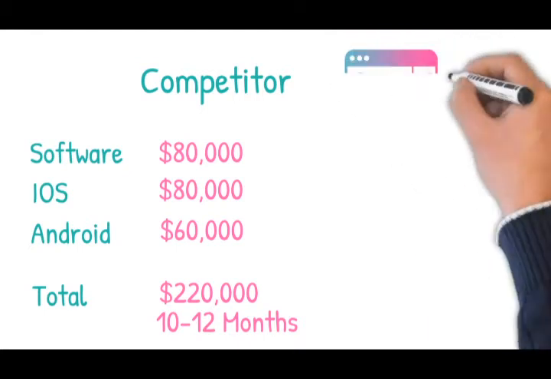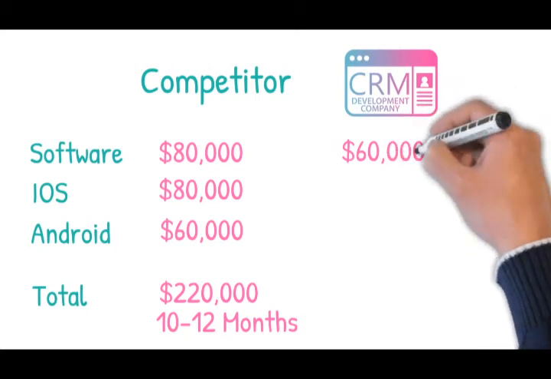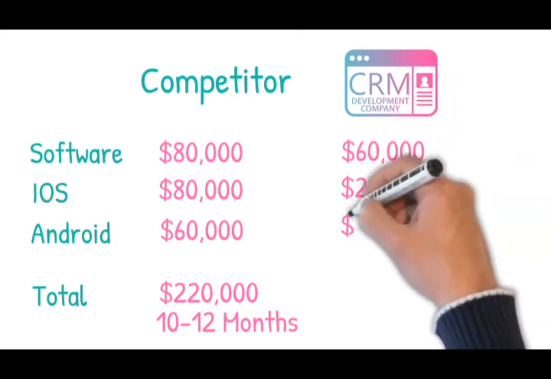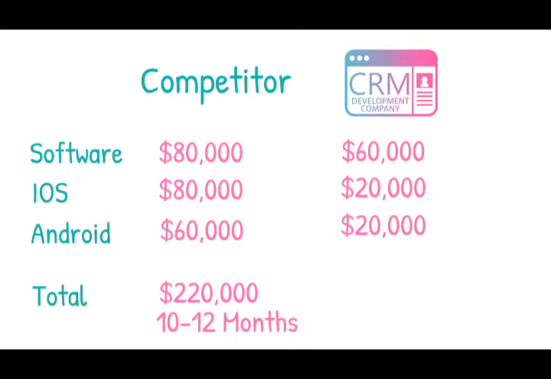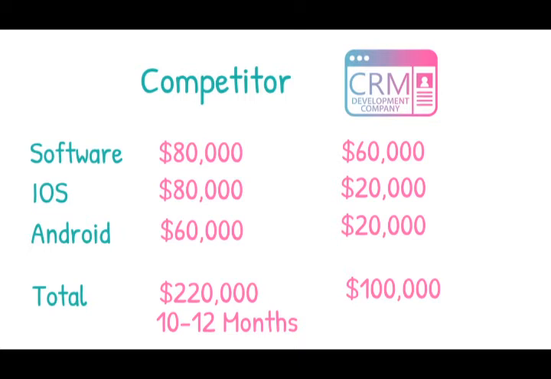We were able to quote the client for the exact same custom CRM online software at $60,000, $20,000 for the iOS software version, and $20,000 for the Android software version. The total cost for CRM Development Company to build the client a custom CRM software along with the Android and iOS version was $100,000. Our quote was $120,000 less than the large competitor and was completed within 10 months. How is this possible? Well, let's just say it's a trade secret that you will be able to find out once we start to build your CRM.